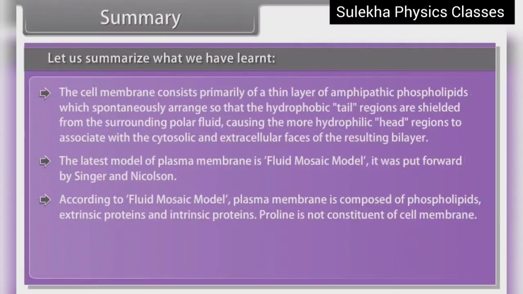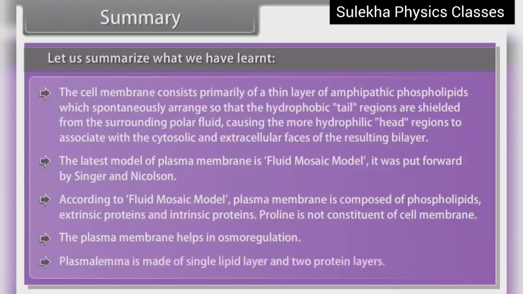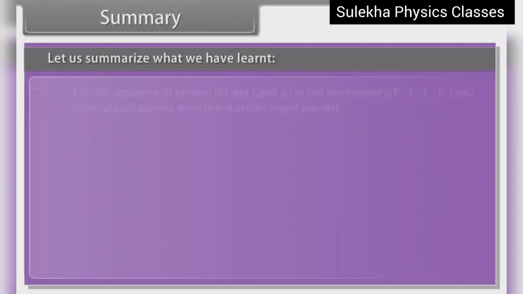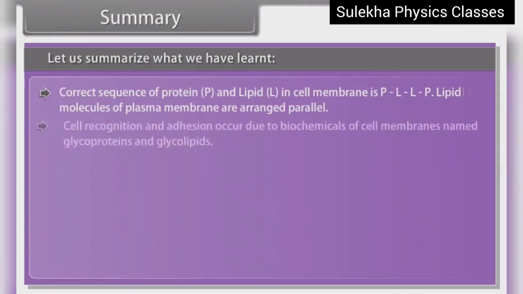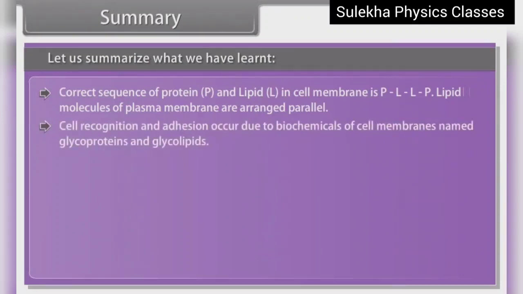Proline is not a constituent of cell membrane. The plasma membrane helps in osmoregulation. Plasma lemma is made of a single lipid layer and 2 protein layers. Correct sequence of protein P and lipid L in cell membrane is PLLP. Lipid molecules of plasma membrane are arranged parallel. Cell recognition and adhesion occur due to biochemicals of cell membranes named glycoproteins and glycolipids.